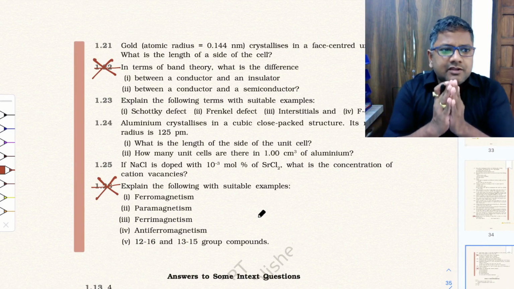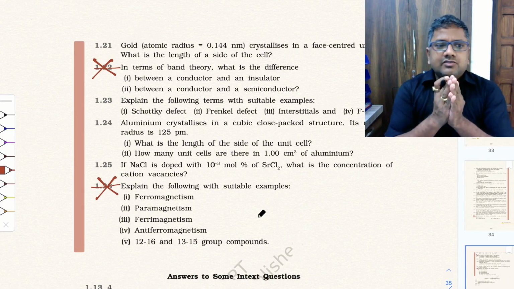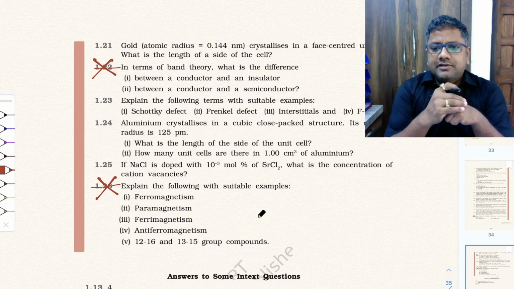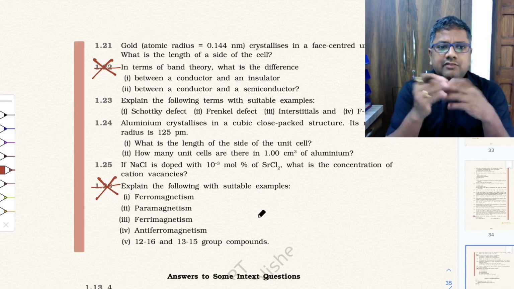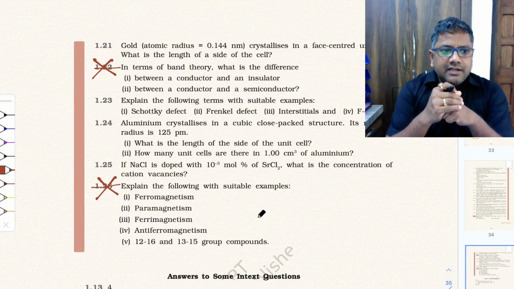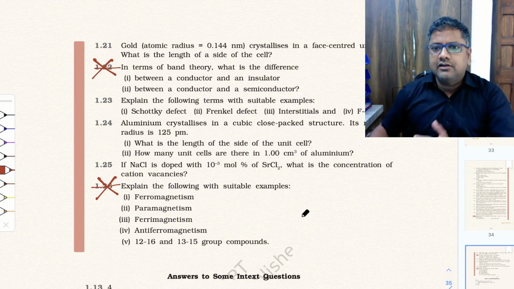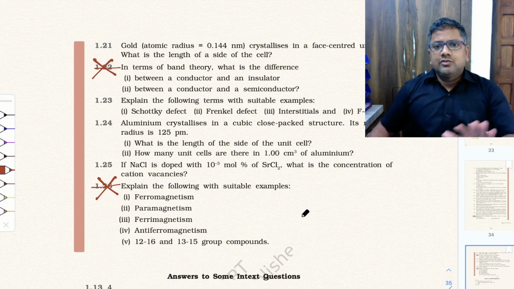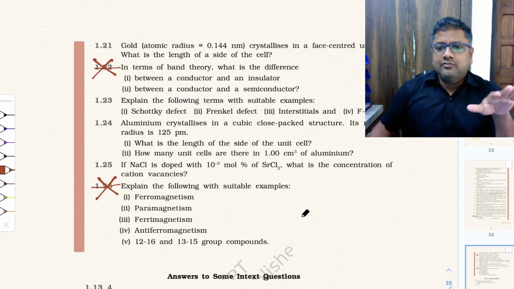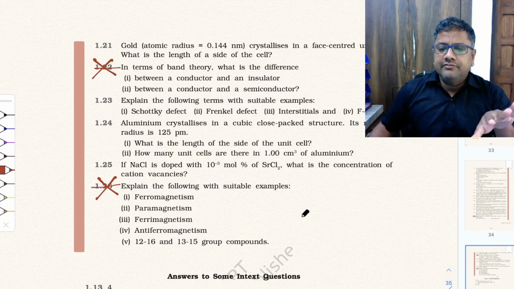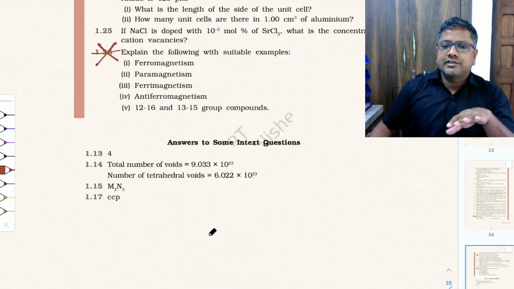So in this chapter, solid state, you have classification of solids on the basis of different types of forces: molecular, ionic, covalent crystals, metallic solids, amorphous and crystalline solids, unit cell, right? And packing fraction, density, all these things are in your syllabus. So in this first chapter of your term 1, you have to leave the theoretical portion, electrical and magnetic behavior and the questions related to that.